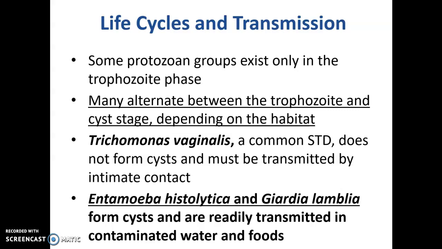Trichomonas vaginalis, which is a common STD, does not form cysts. It must be transmitted by intimate contact. And Entamoeba histolytica and Giardia lamblia are able to form cysts and are readily transmitted in contaminated water and foods. When I worked in the hospital, I actually had a patient come in. They didn't know what was wrong with him. I think he was having intestinal issues, and they sent a stool sample down, and I took a look at it, and I did find Giardia. He was a local person. So, it's not only a third world country problem. You certainly can get things like this around here.